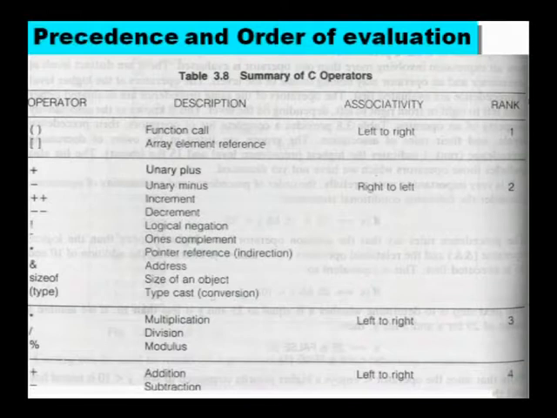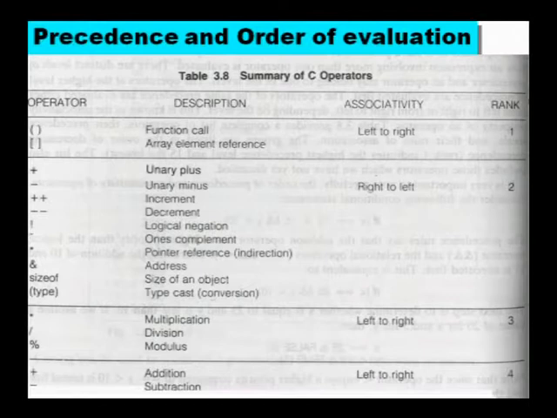So these are all the operators which will be evaluated from right to left. So associativity is right to left, and that has the second rank in the hierarchy. So unary plus, unary minus, increment, decrement, logical negation, ones complement, pointer reference, address, size of an object, and typecast. We have seen all of them except a few. The pointer reference will be discussed in the later part of your subject. That has the second rank.